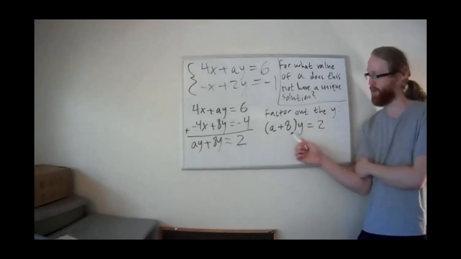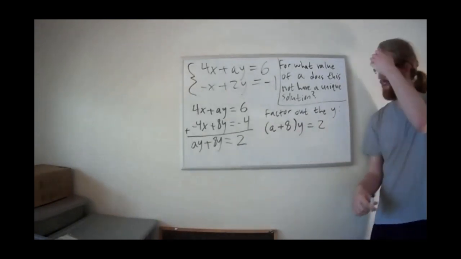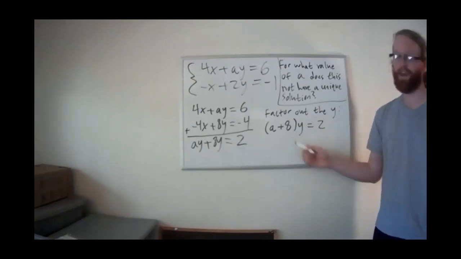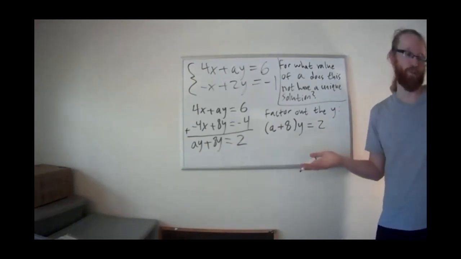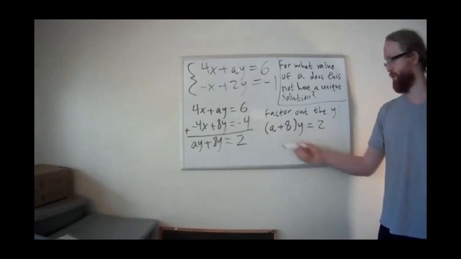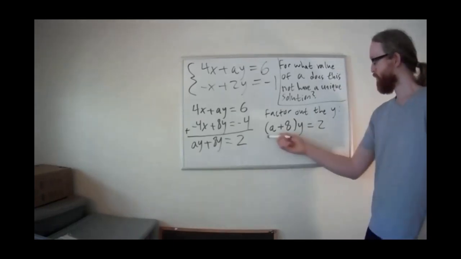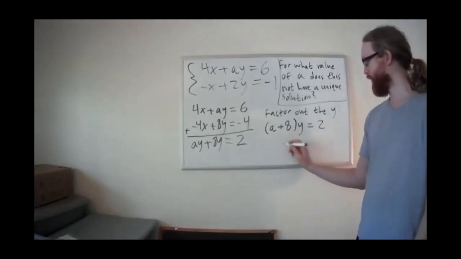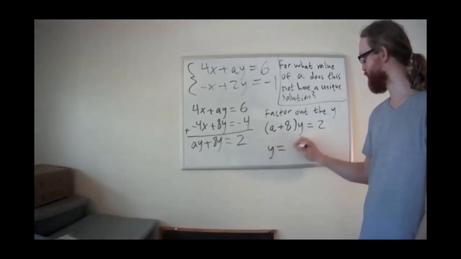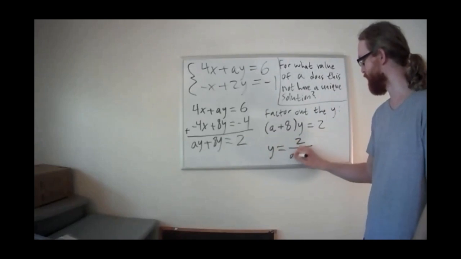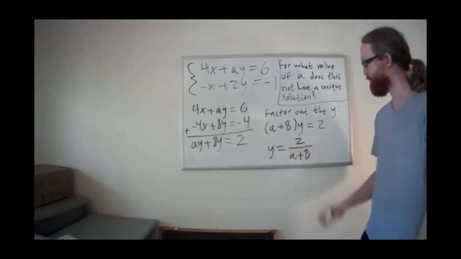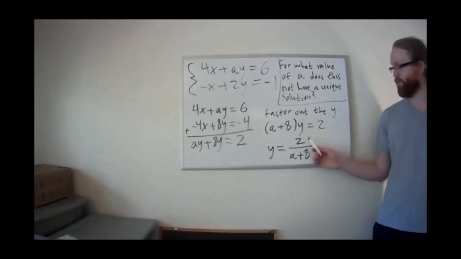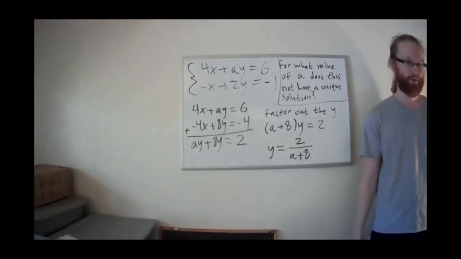So I have a plus 8 times y equals 2. And if I was going to solve this for y, the last thing I would do, a plus 8 is just some number. It's a weird looking number because of this a, but it's just a number. So I can divide by it, perhaps, and I can get y equals 2 over a plus 8. So just divide both sides by a plus 8. And the a plus 8 cancels on the left side, and I get 2 over a plus 8.